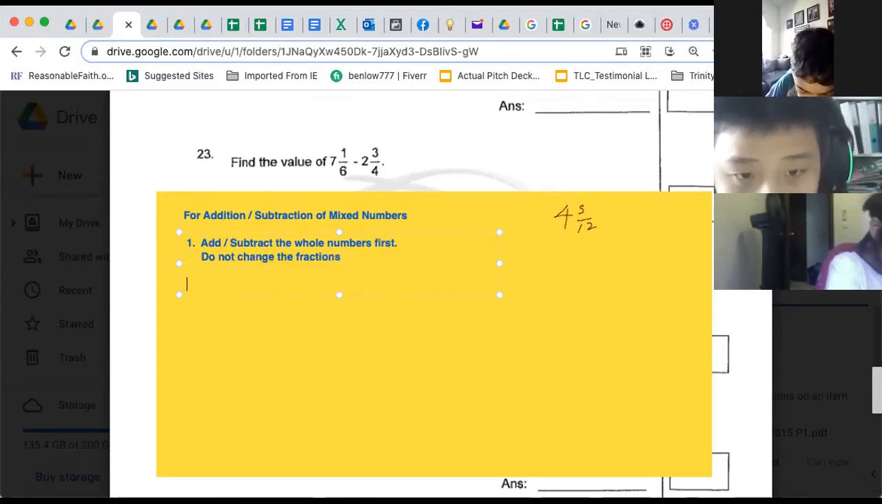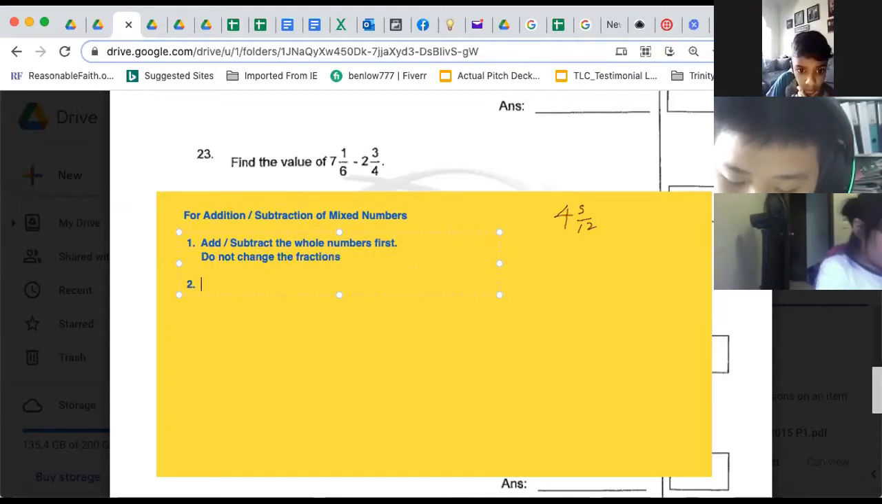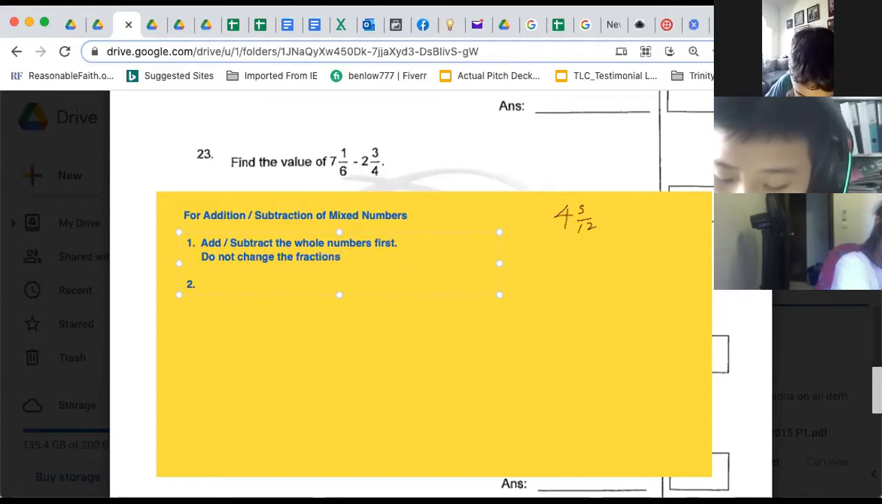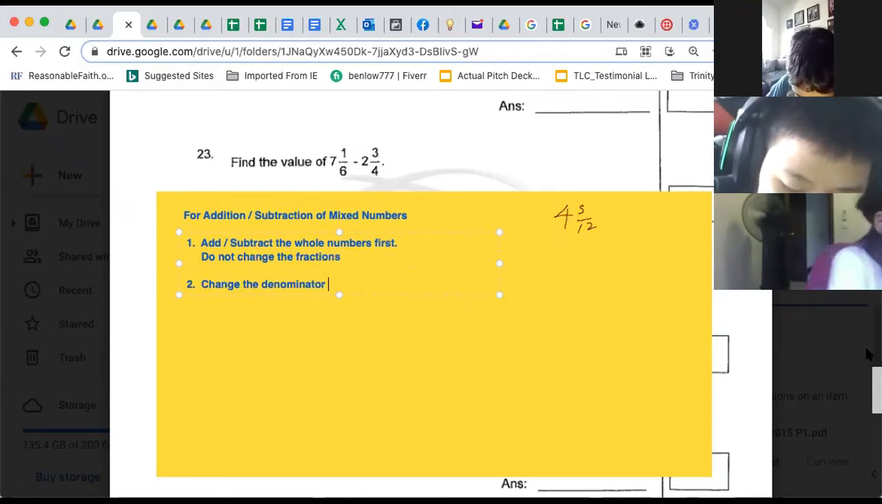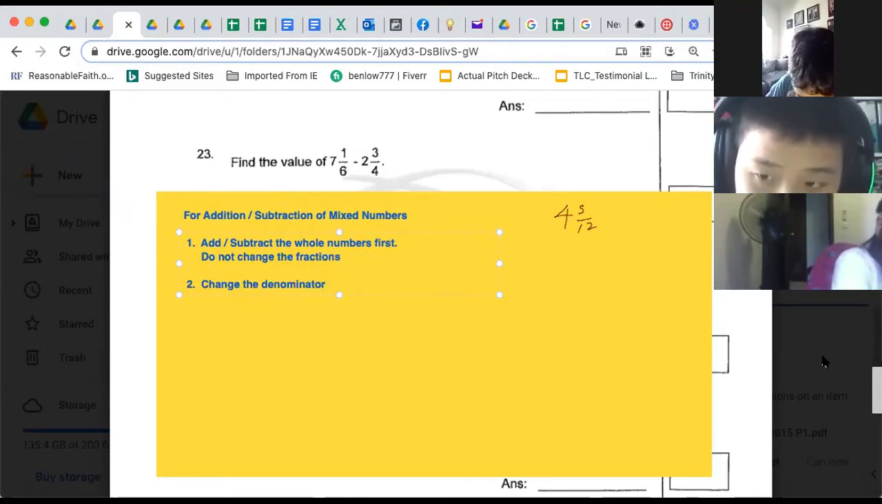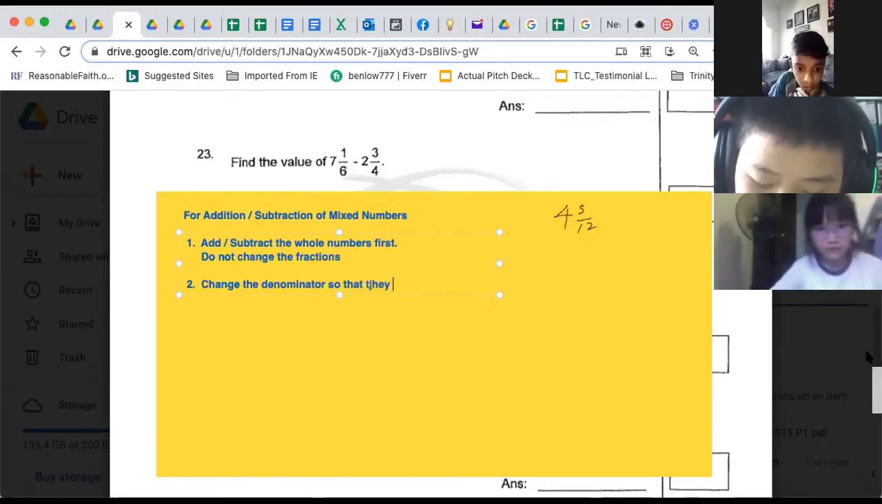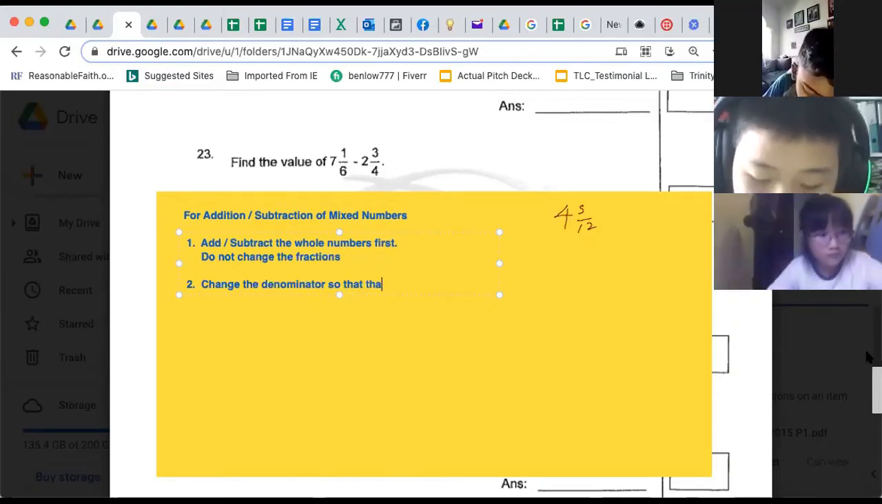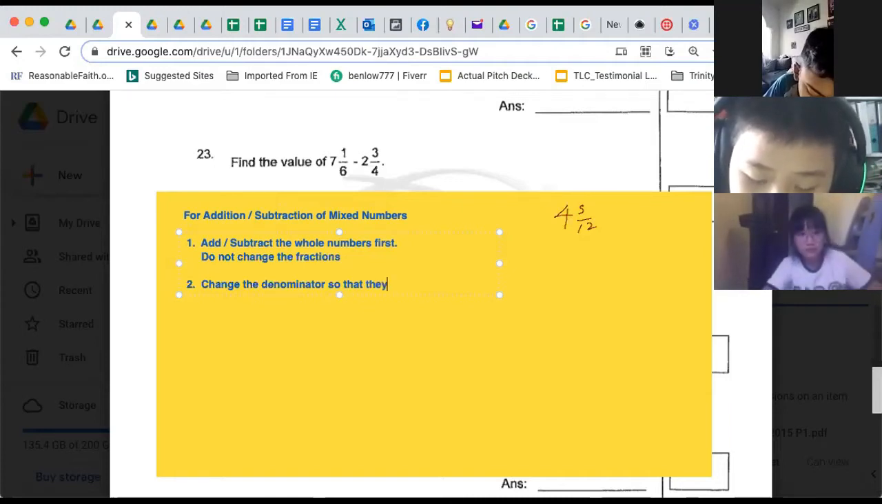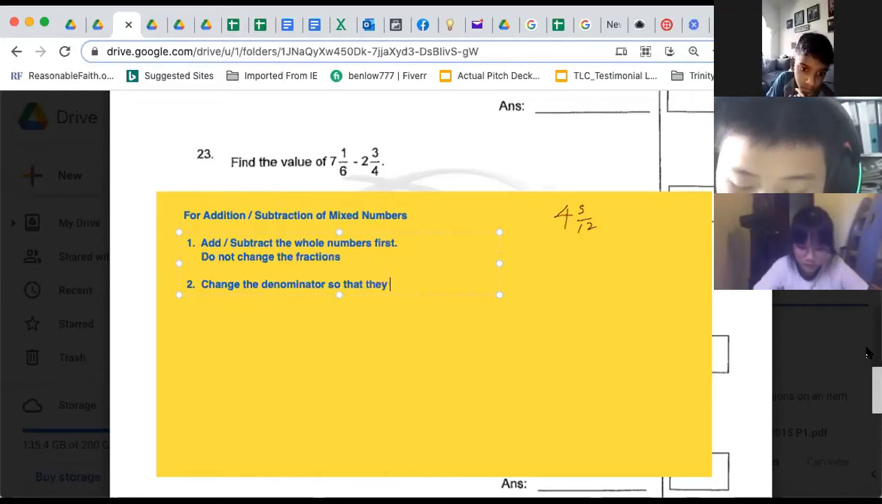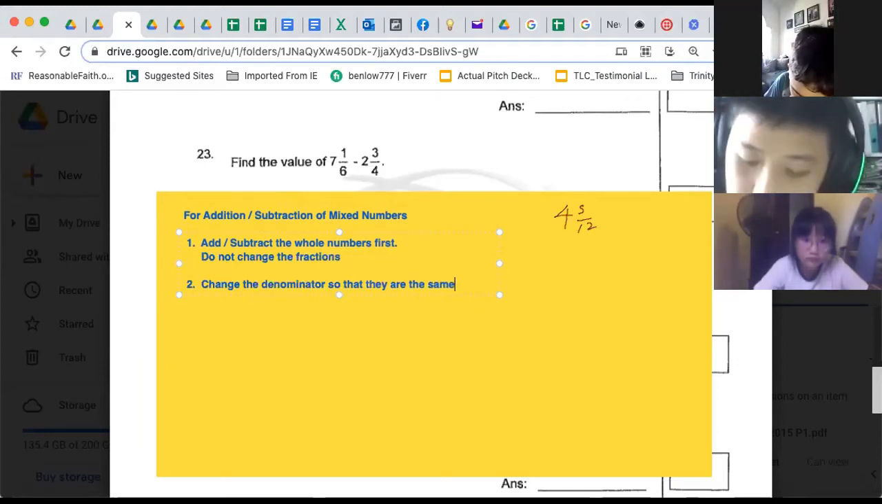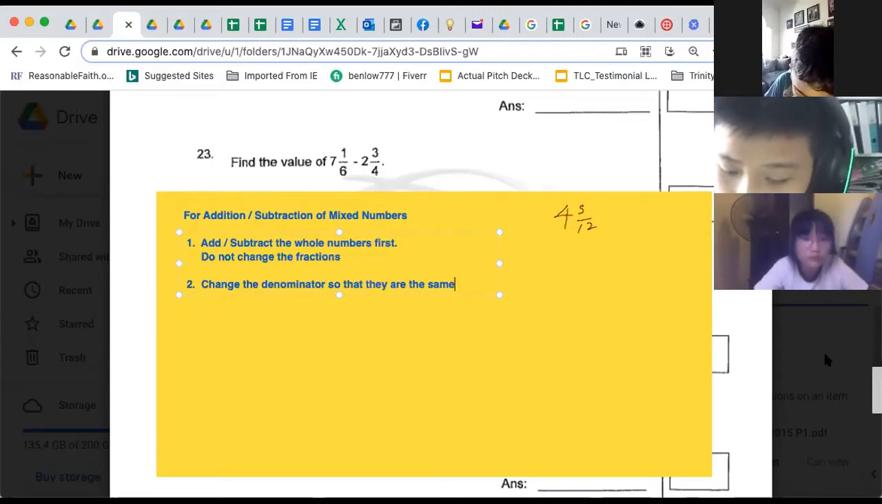Step number 2. Change the denominator so that they are the same. Okay. Change the denominator so that they are the same. After that, number 3.